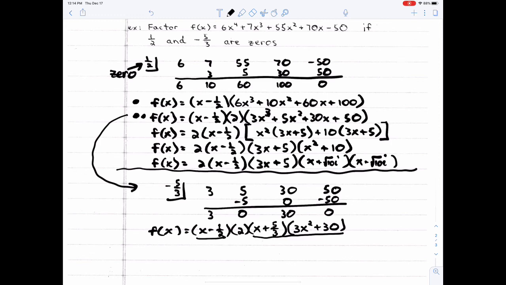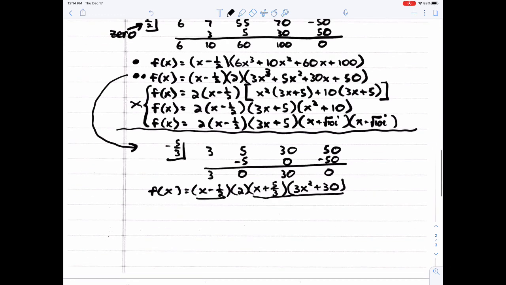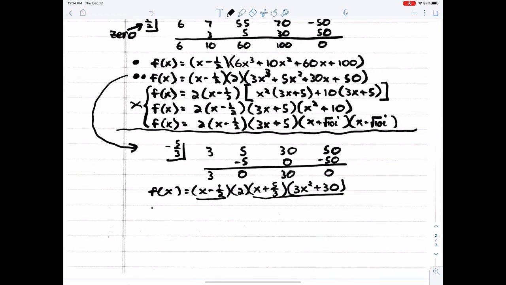This I got from the first divisor times quotient. This I got from the second divisor times quotient. And again, that's if I don't see this. So I'm kind of forgetting that. That's a fine way to do it. But if you don't see it, you can always do it by dividing. Okay? Now what would happen? I'd put the 2 in front, the x minus a half, the x plus 5/3. And now I'm going to take a 3 out of this, and we get x squared plus 10.